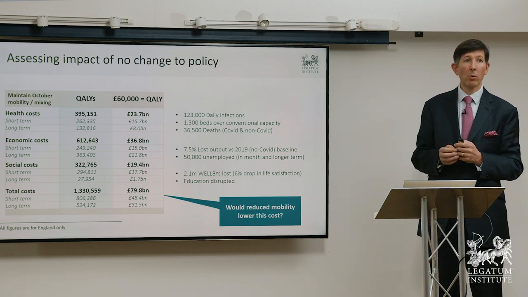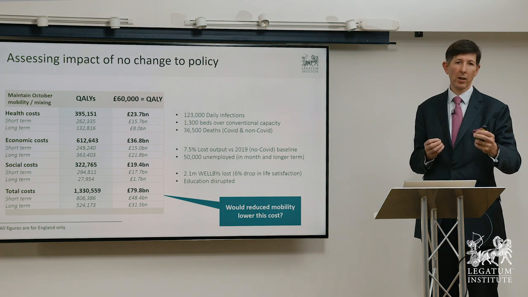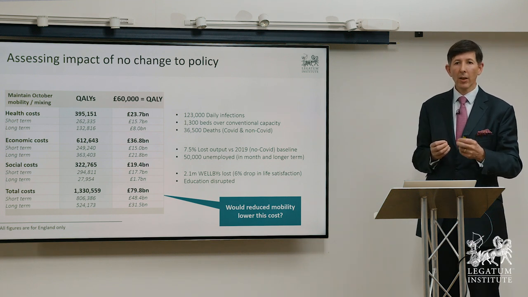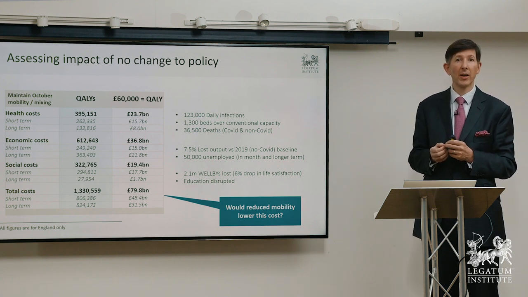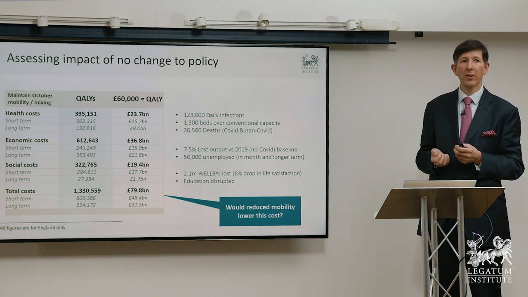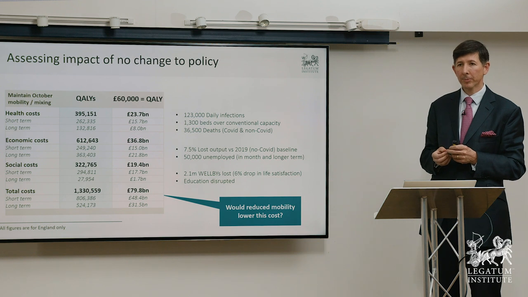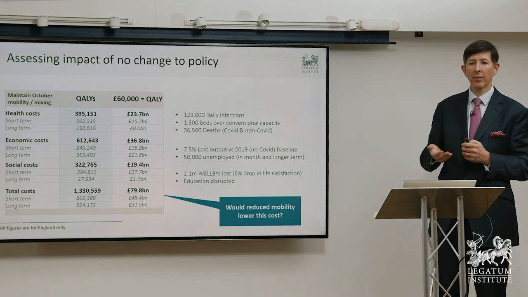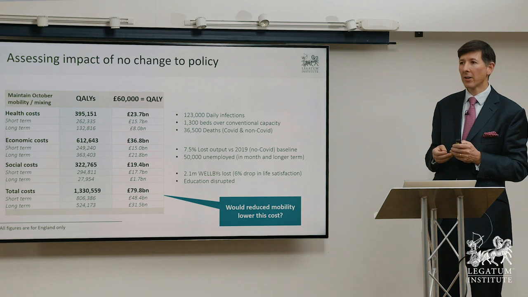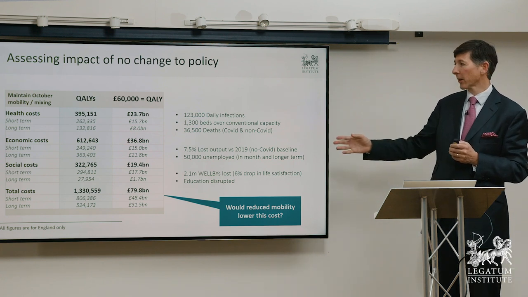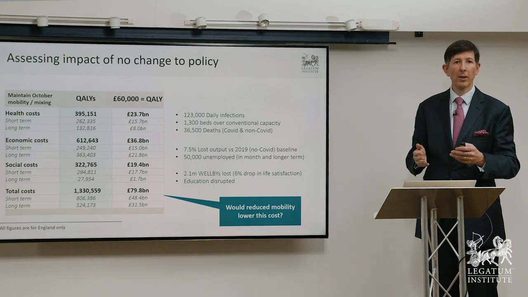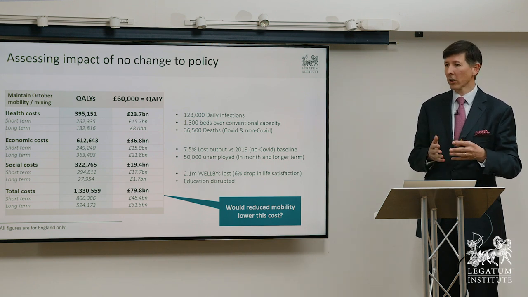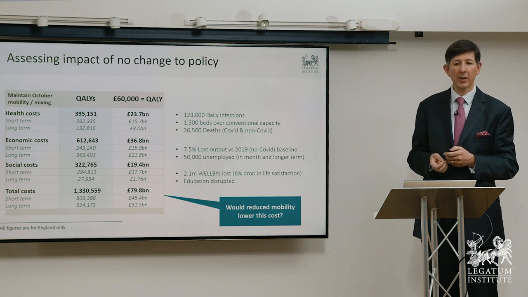Then we would look at the economy. What's happening to the economy if we kept going under the tiered system? That best estimate would be around 7.5% GDP less than would have been under the long-term trend from 2019. We would have had about 50,000 extra people unemployed, and that would have its own knock-on effects in terms of poverty and deprivation. And then the social impact, we're looking at around 2.1 million well-beings would have been lost in November because of the lack of social contact and people's depression and anxiety.